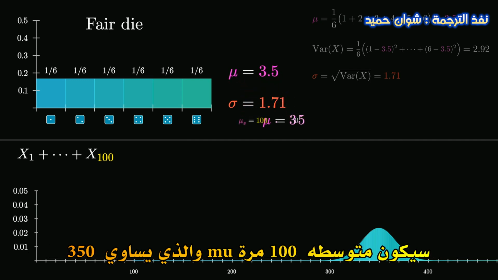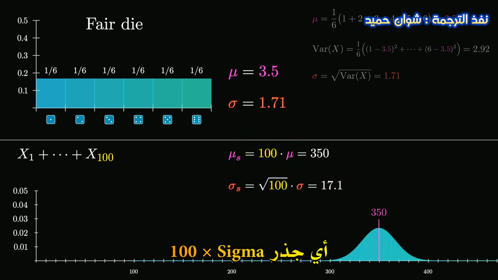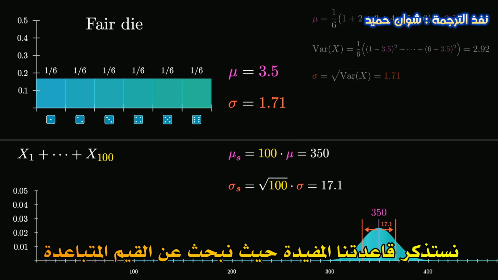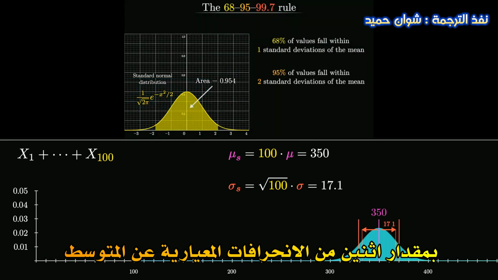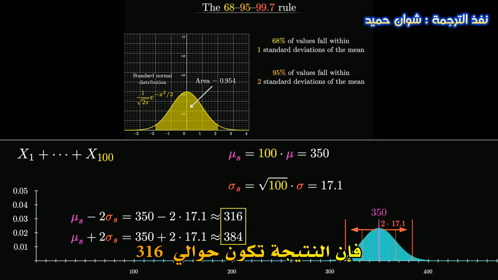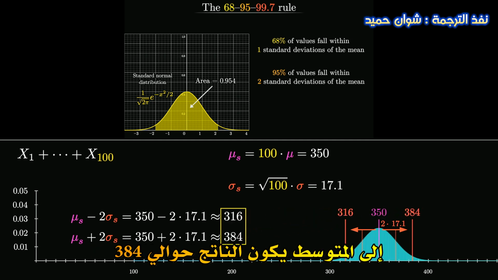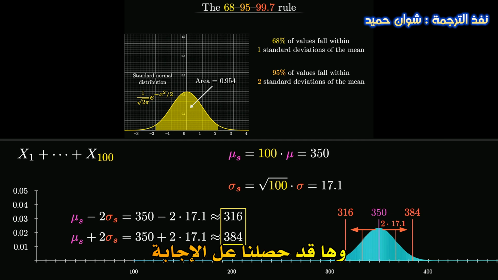Its mean will be 100 times mu, which is 350, and its standard deviation will be the square root of 100 times sigma, so 10 times sigma, 17.1. Remembering our handy rule of thumb, we're looking for values 2 standard deviations away from the mean, and when you subtract 2 sigma from the mean, you end up with about 316, and when you add 2 sigma, you end up with roughly 384. And there you go, that gives us the answer.